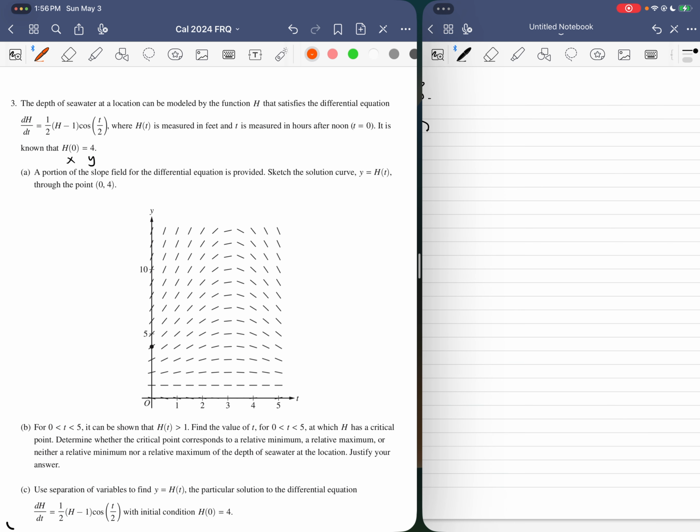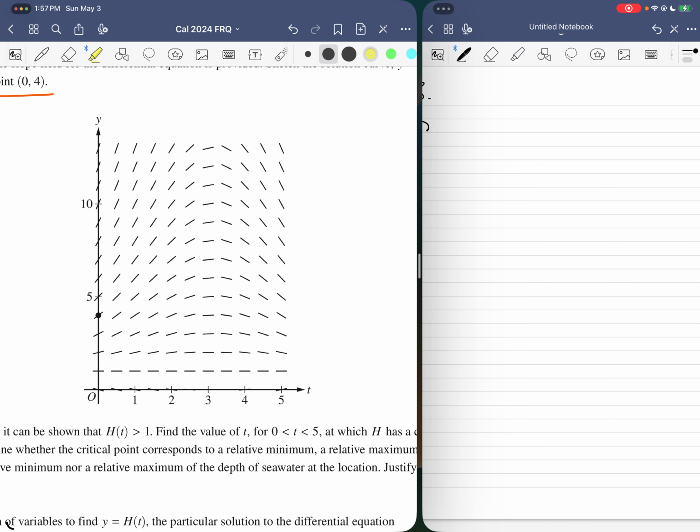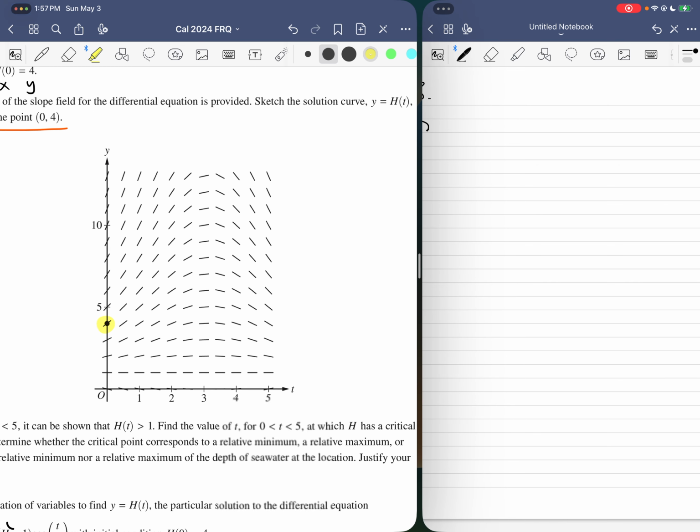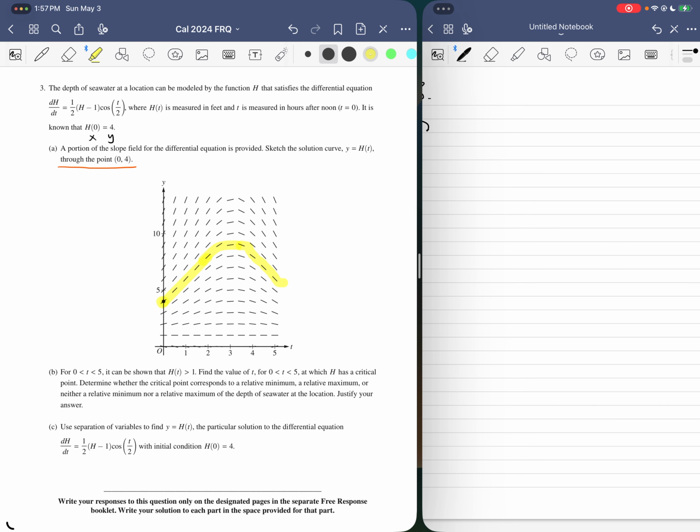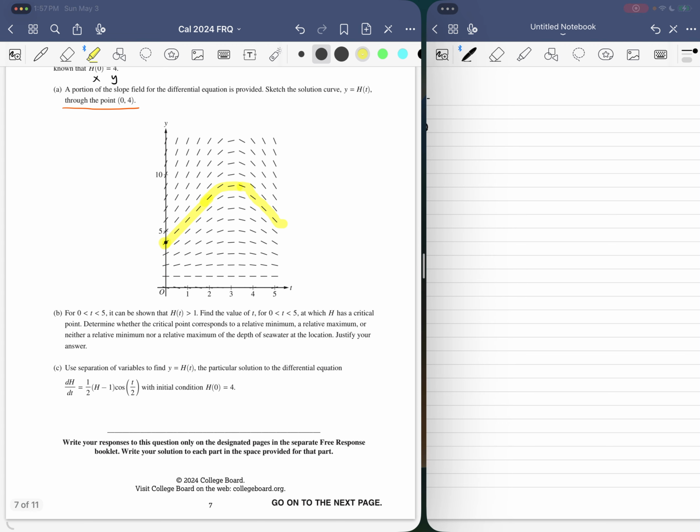A portion of the slope field of the differential equation is provided. Sketch the solution curve y equals h of t through the point 0, 4. So this one, the only thing you have to do is just follow this. Do you see this point here, 0, 4? The only thing you really have to do is just follow the slope field, okay? That's it. Number 1, that's it. So that's 1 point. You're going to say, that's it? Yep, it is.